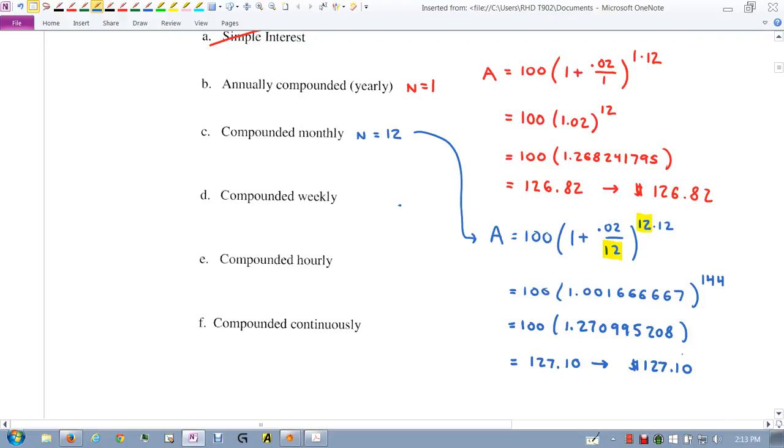Not even an extra dollar, right? 28 cents more. High rollers here. We're high rollers, right?